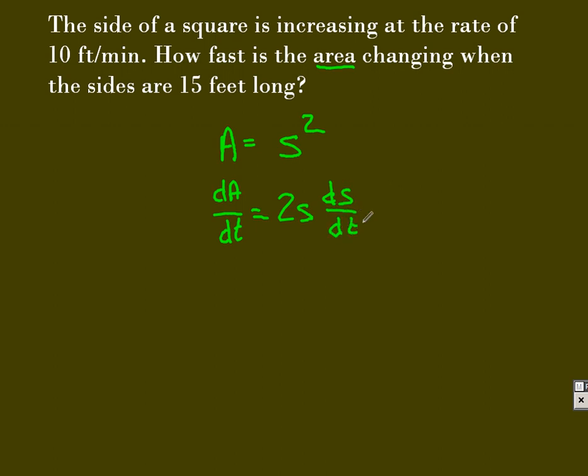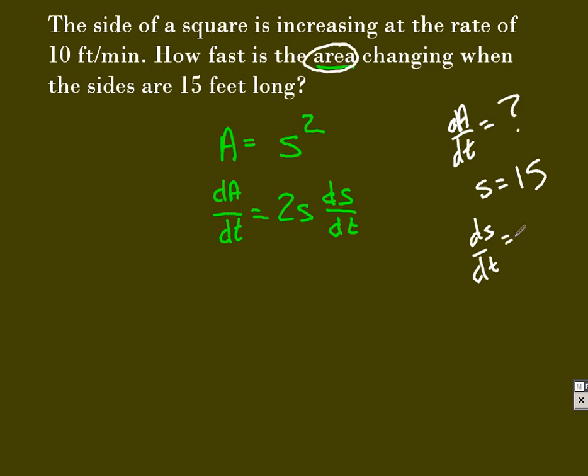And again, we want to look, based on the problem, what is it that we know? Well, we know dA/dt, we don't know yet. The sides are 15 feet long, so s is 15. We also need to look at ds/dt. We want to know how fast the area is changing, so dA/dt is what we're looking for. The side of a square, well, it says right here it's increasing at 10 feet per minute. So that must be 10 right there.